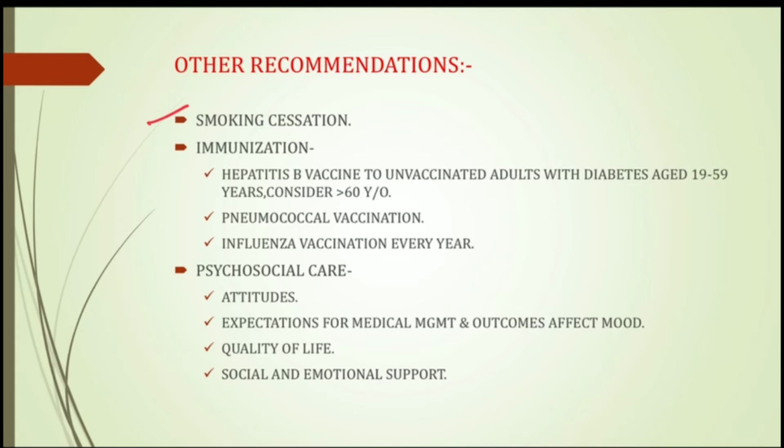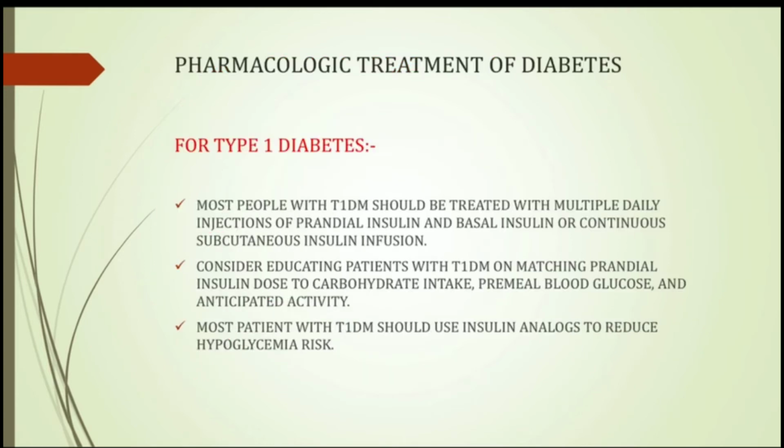The other recommendations in diabetes patients are smoking cessation, as we know that smoking with diabetes is always associated with high risk for cardiovascular events. Also immunization, like hepatitis vaccine in all unvaccinated adults with diabetes aged 19 to 59, pneumococcal vaccine, and influenza vaccine every year. And also psychosocial care, like the patient's attitude towards the disease itself and towards the treatment, expectations for medical management and outcomes, which affect the mood and quality of life, and social and emotional support.